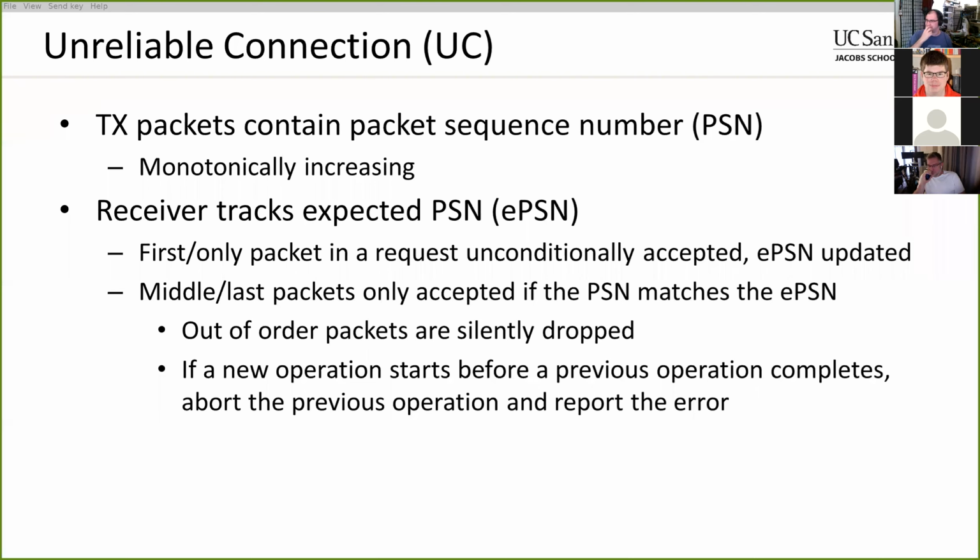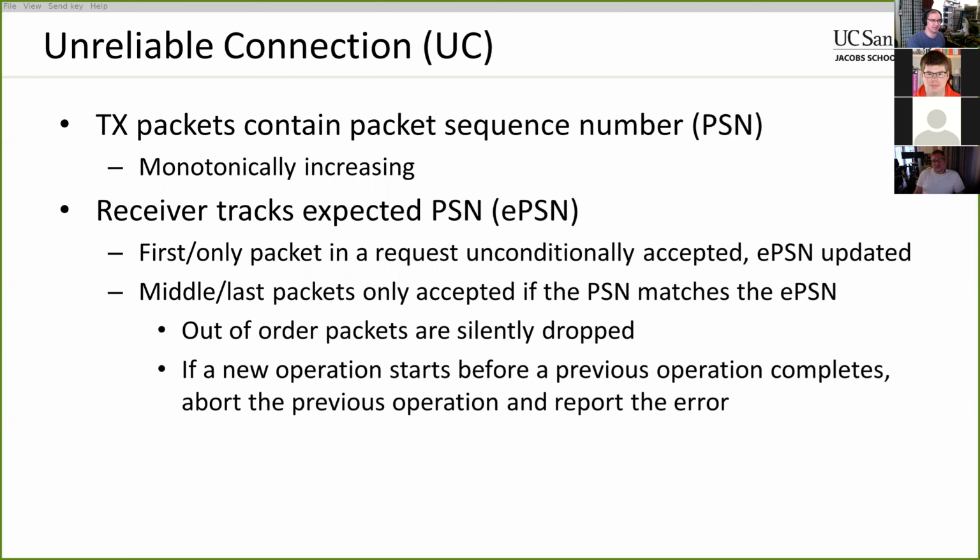So if you send a request that comes in 3 packets and the middle one gets dropped, it won't accept the last packet, because it'll see that as an out of order packet and it'll be dropped. And then if a new operation starts, the first operation will be flushed out and reported as an error, didn't complete correctly, and then the new operation will take place. So that's just a high level overview of how UC works.